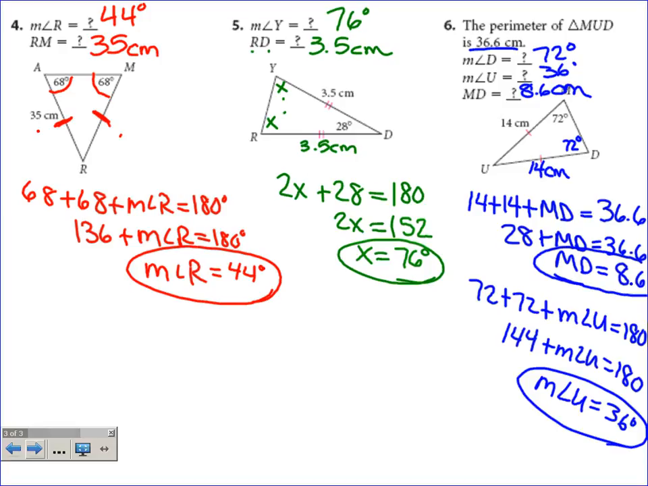Yes, sir. Actually, I added them up to get the 144 right there, and then I subtracted 144 from both sides. Yep. So in essence, I subtracted both 72s.